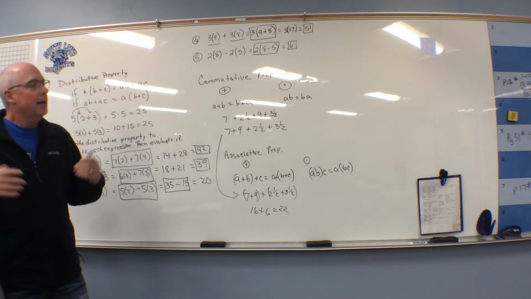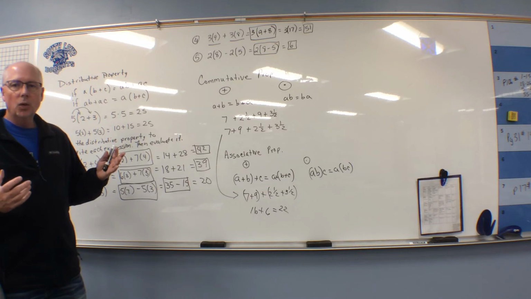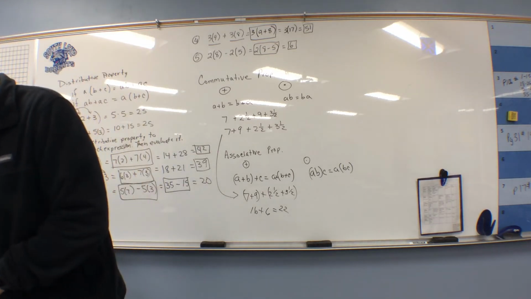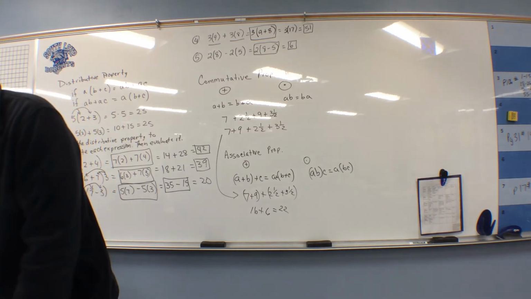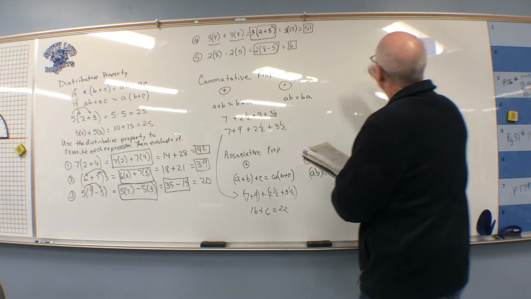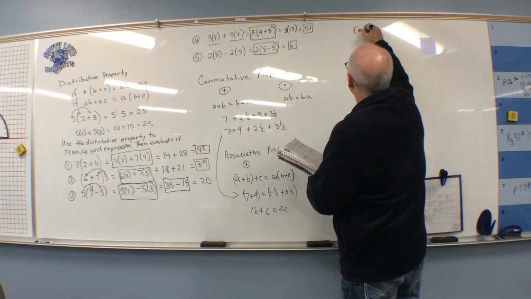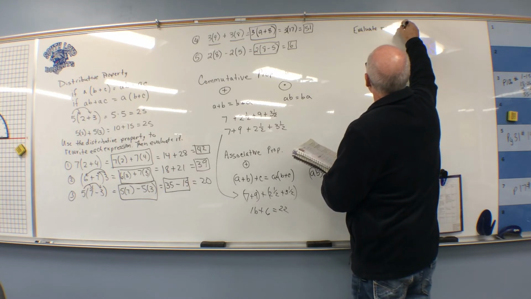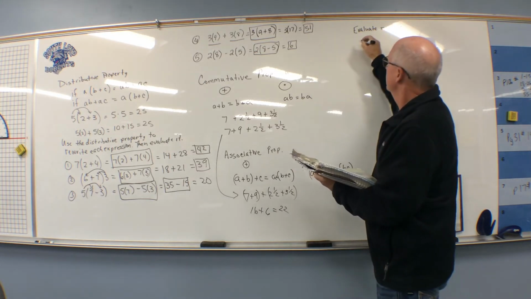Oftentimes when you see people that can multiply and add very quickly, they're using these properties. For example, let's say that I had this particular problem, all right? The directions will say evaluate mentally, okay? Now, most math teachers do not like you to do things mentally most of the time. But this, however, is very practical.